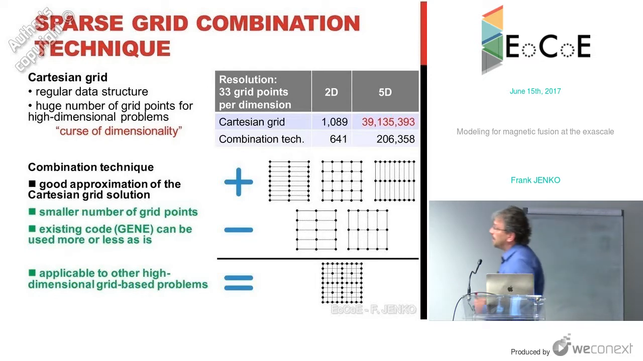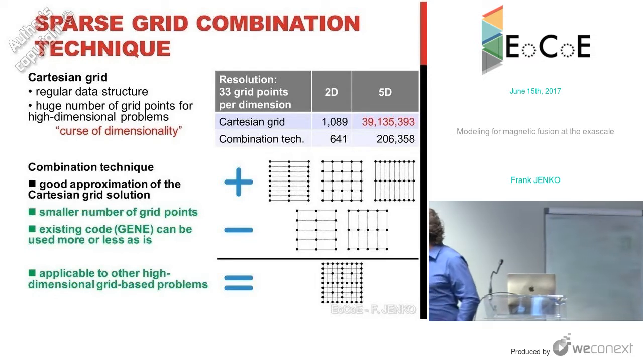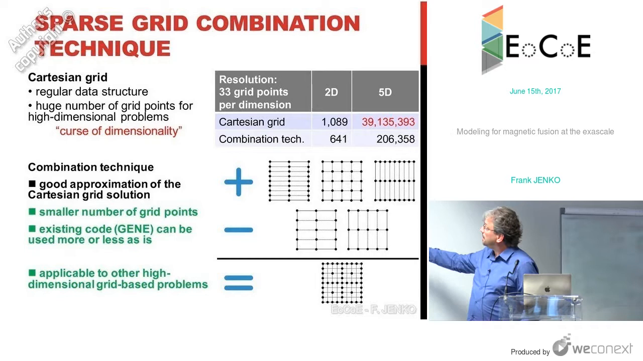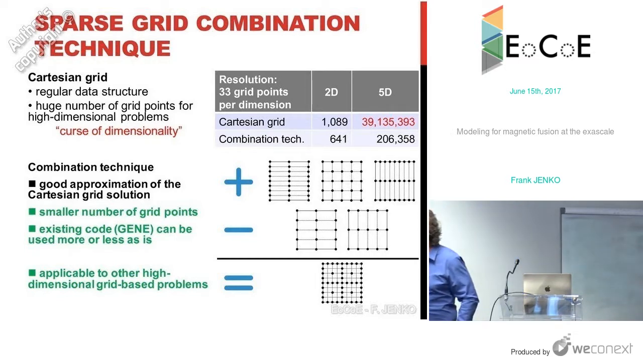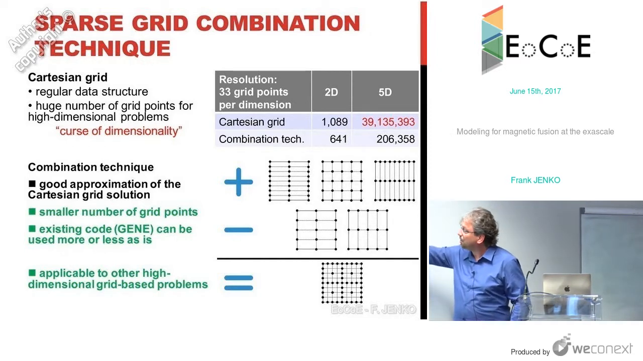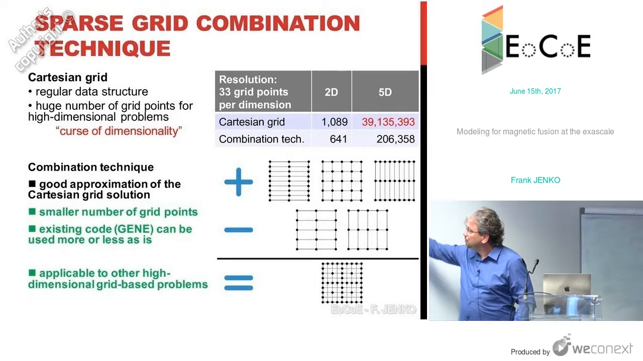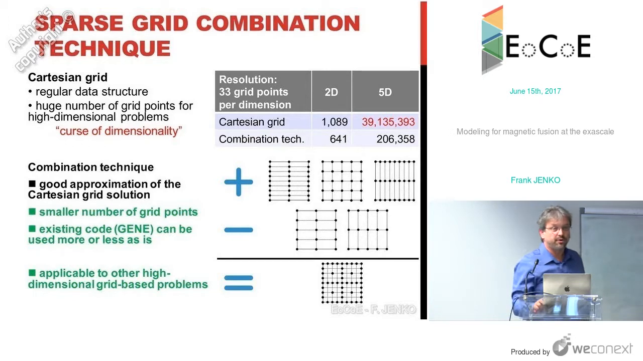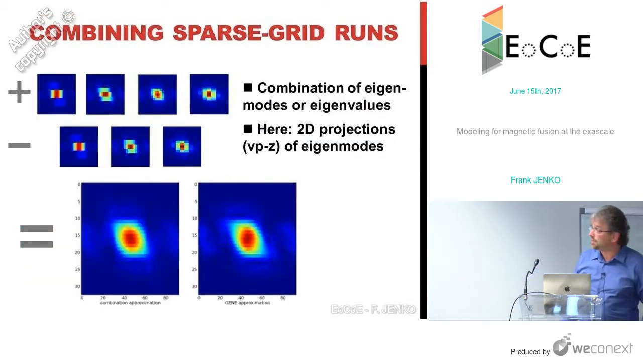But we can use a technique called sparse grid techniques, where we actually thin out the grid in various ways, and we solve the problem on all of these grids, and then do a linear combination of the results to get an approximation for the complete problem. So this is an example.